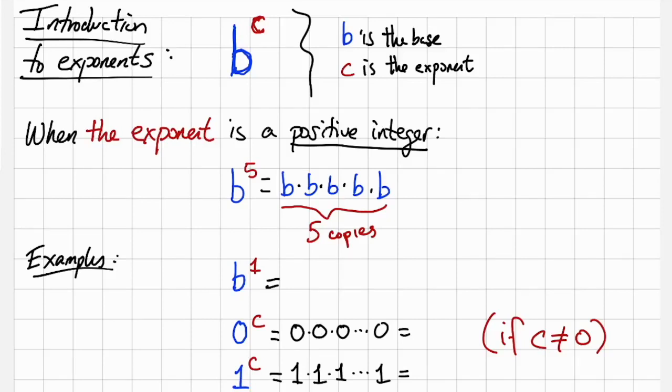Welcome back. Here's something that we've seen and worked with for many years. A number b raised to the power of another number c. This b is called the base of this expression, and the number c is called the exponent.